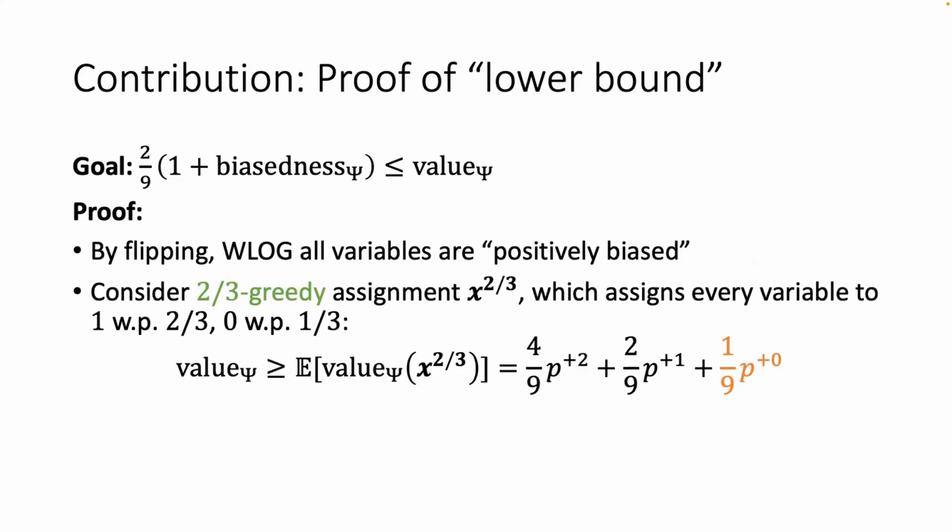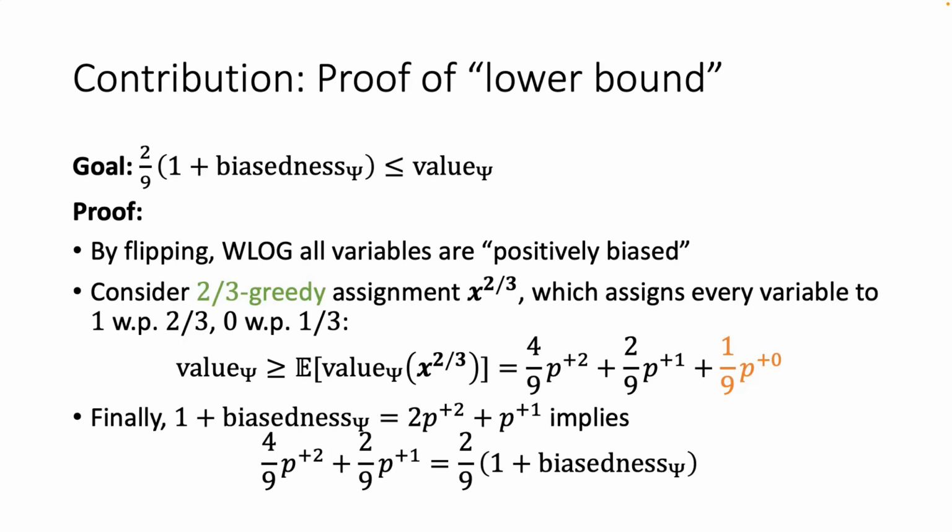Take a constraint in which both literals are positive. The probability that such a constraint will be satisfied by this assignment is the 2/3 that the first variable is assigned 1 times the 2/3 that the second variable is assigned 1, and this is independent, so it's 4/9. Similarly, if there's 1 positive and 1 negative, it's 2/9, and if they're both negative, it's 1/9. And I can do a similar trick as on the previous slide. This was the inequality that we had before, except that now it's actually an equality because every variable is positively biased.